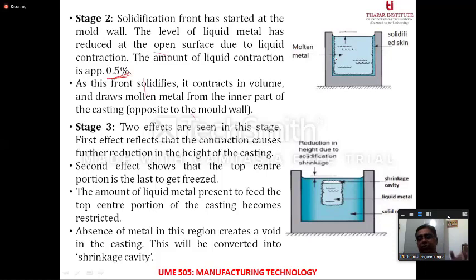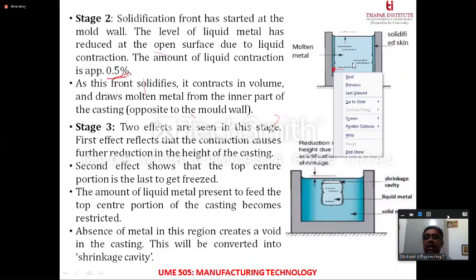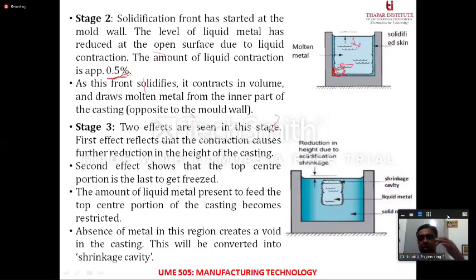Now, once this front becomes solid enough, it also contracts in volume and it draws molten metal from the inner part of the casting. So once this area starts to solidify and contract, it takes in molten metal from this side. As it takes molten metal from this side, the height will come down. This height will actually come down.